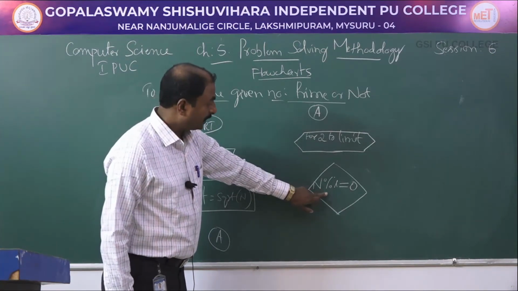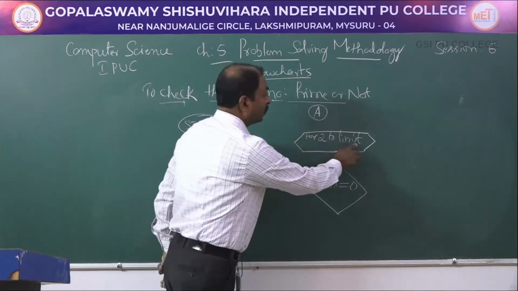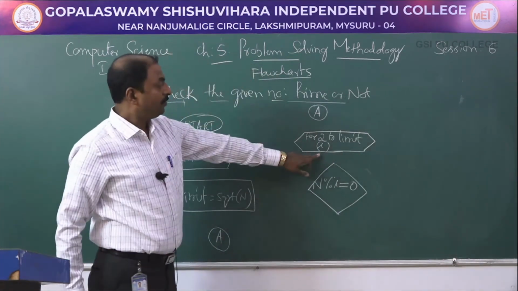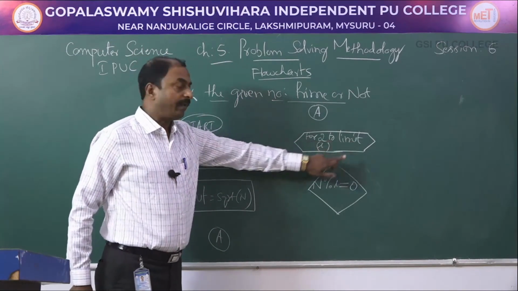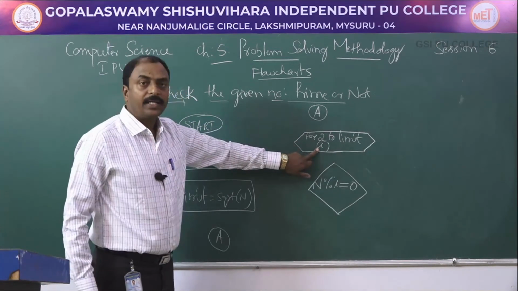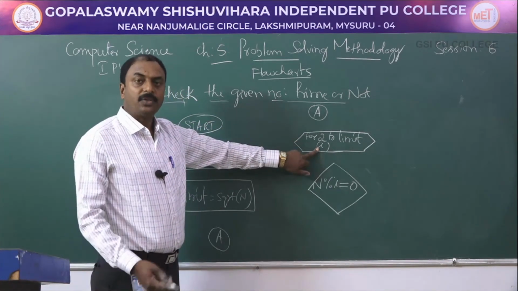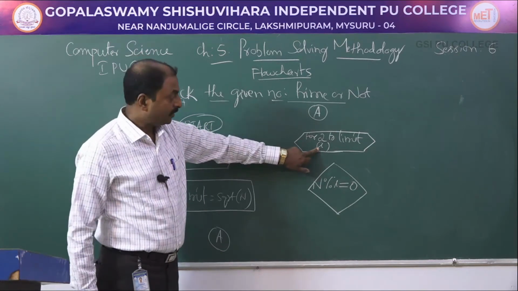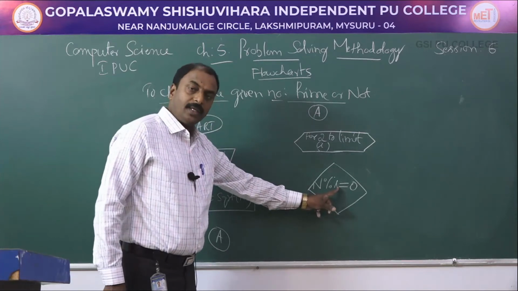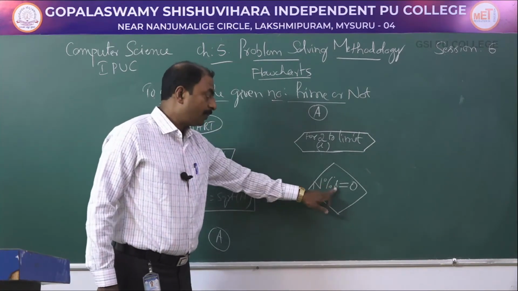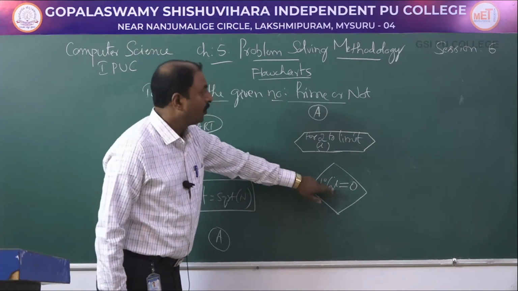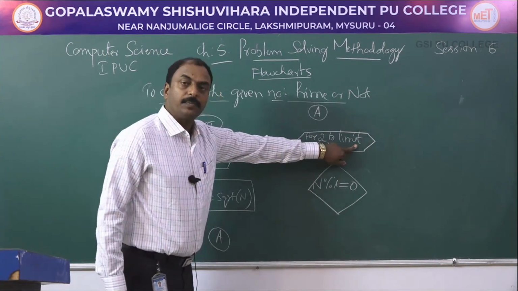Given number n, n percentage I. Here, if I say 2 to limit, I take the I value. I value starts from 2. First time it is 2, next time it is 3, I value becomes 3, 4, 5 like this. So n percentage 1, n percentage 2, n percentage 3, n percentage 4. It goes on, keeps dividing the number up to the condition, up to the limit.